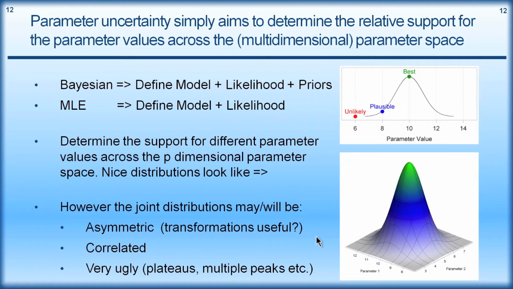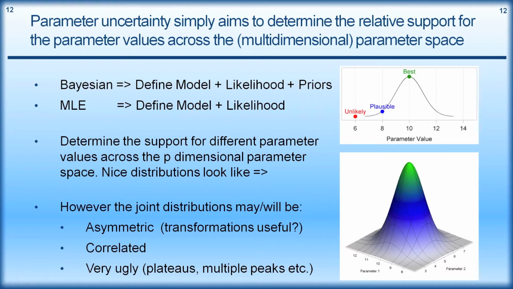However, in the real world, the joint distributions may well be asymmetric. So they may have a long tail. So we can think about transformations of our parameters, which perhaps improve the shape of this curve and make it more normal. The joint distribution of the parameters will also be correlated. So as one goes up, the other may go down, or as one parameter goes up, the other one goes up. So it could be a positive or a negative correlation between the parameters.